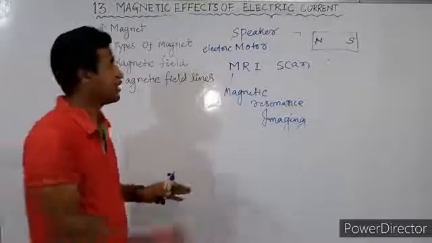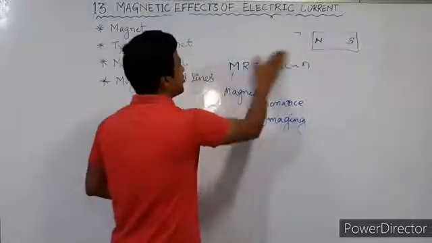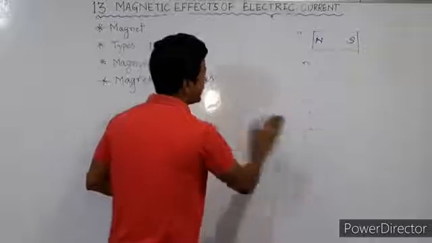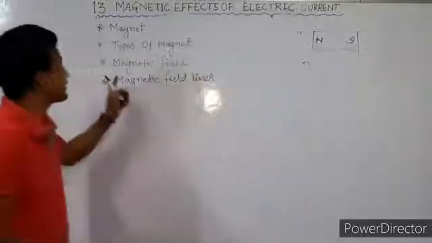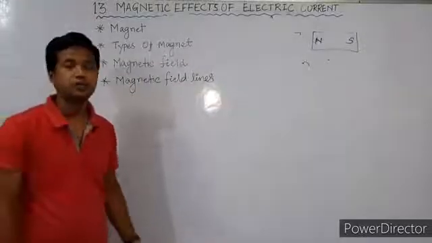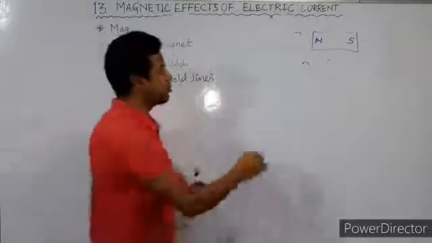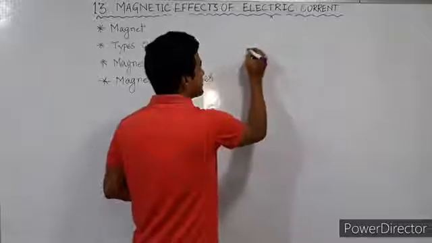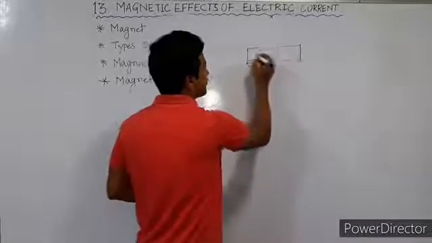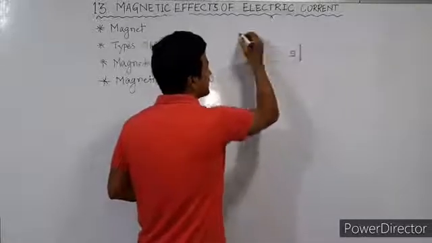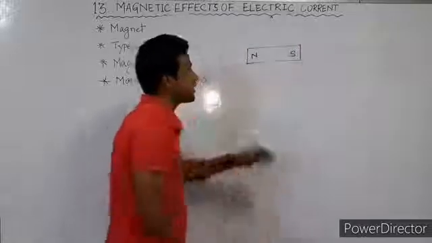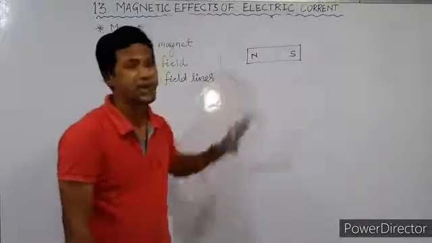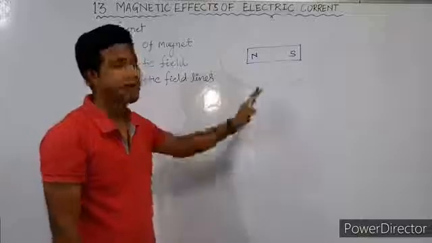After this topic, let's go to another topic. The name of the topic is magnetic field. So what is a magnetic field? Let us take an example like a bar magnet. The space around a magnet is called the magnetic field.